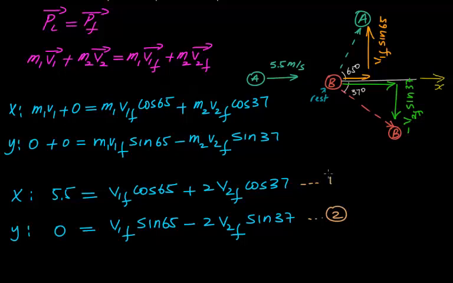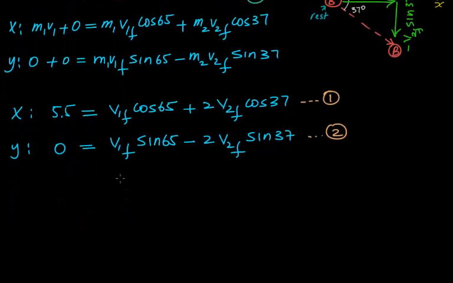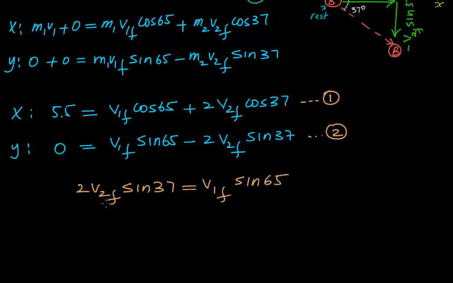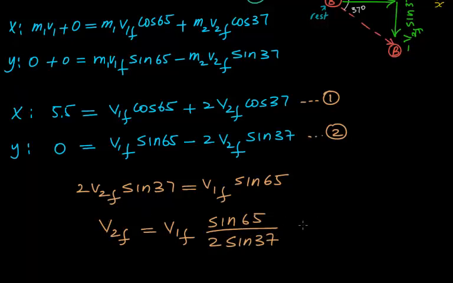What you need to do is evaluate V1 final as a function of V2 final. After you move things around, you'll get 2 V2 final sine 37 equals V1 final sine 65. Divide both sides by 2 sine 37, and you will get sine 65 divided by 2 times sine 37. Use your calculator and find a simpler relationship now. V2 final is going to equal 0.75 V1 final. This is the first relationship.